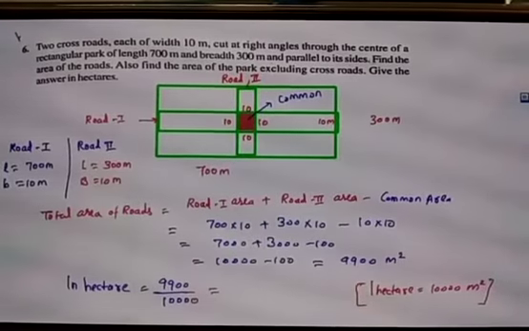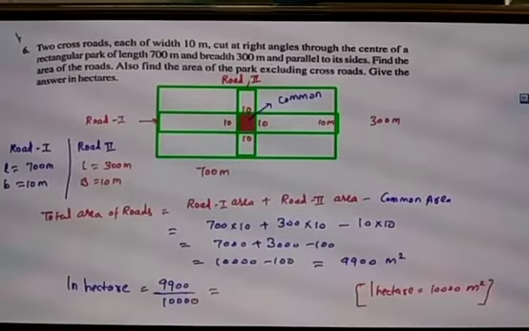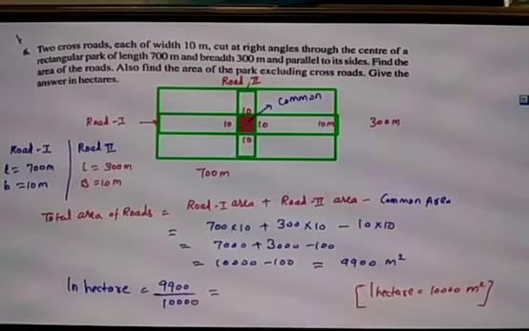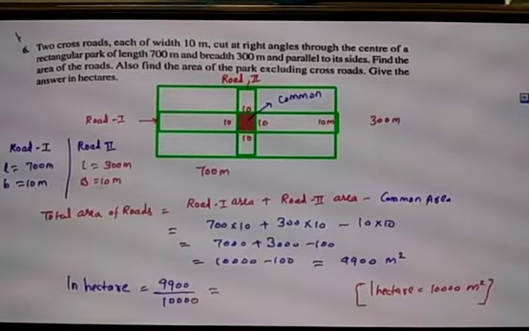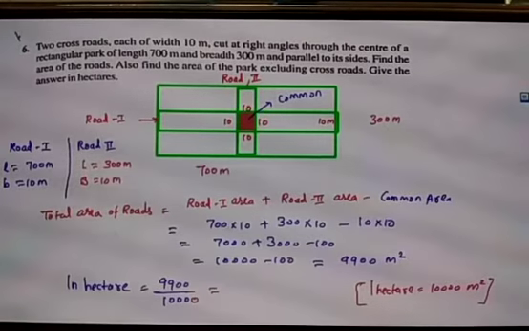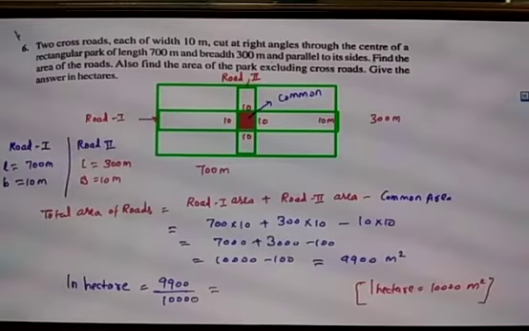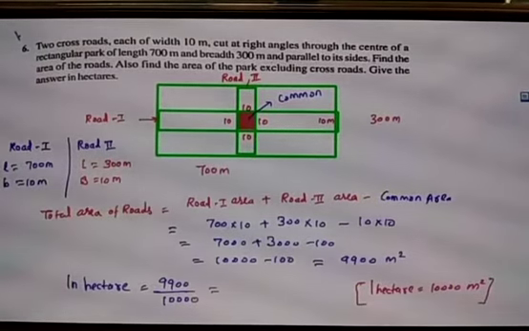Now here, the sixth question. Two crossroads, each of width 10 meter, cut at right angles through the center of the rectangular path of length 700 meters and breadth 300 meter and parallel to its side. Find the area of the roads. Also find the area of the path excluding crossroads. Give the answer in hectares.